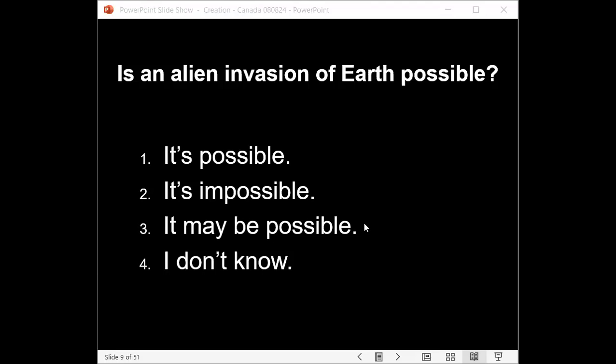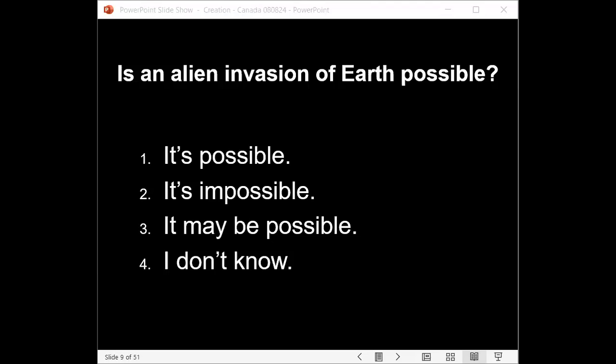Is an alien invasion of Earth possible? You have 1, 2, 3, 4. You have choice. So show me. Oh, you can use your hand like this. I can't see it. One, two. Okay, I can barely. Okay, front row I can see clearly. Two. It's impossible, huh? Okay. It's impossible? Do you think it's impossible? What's the matter with you guys?